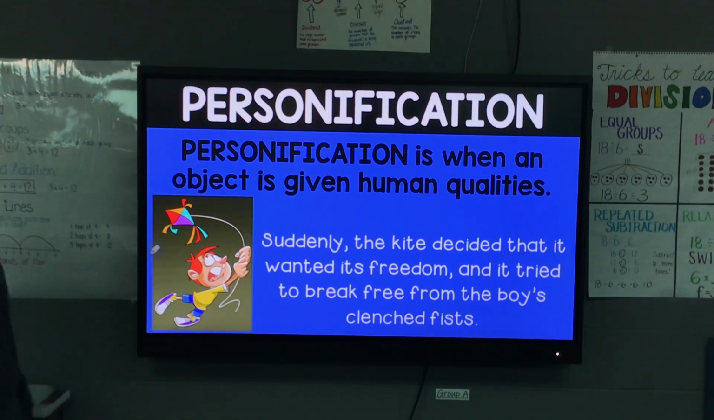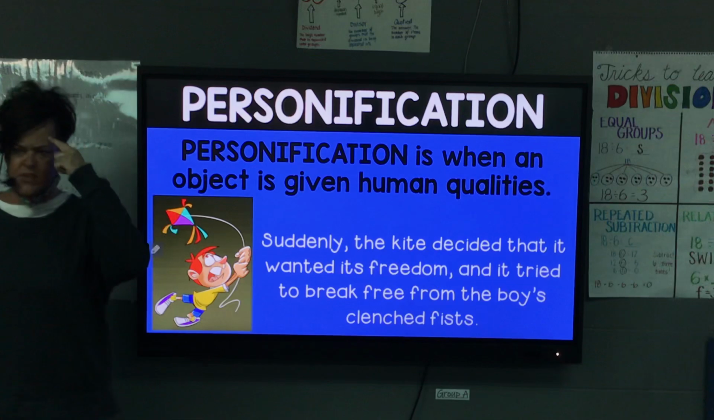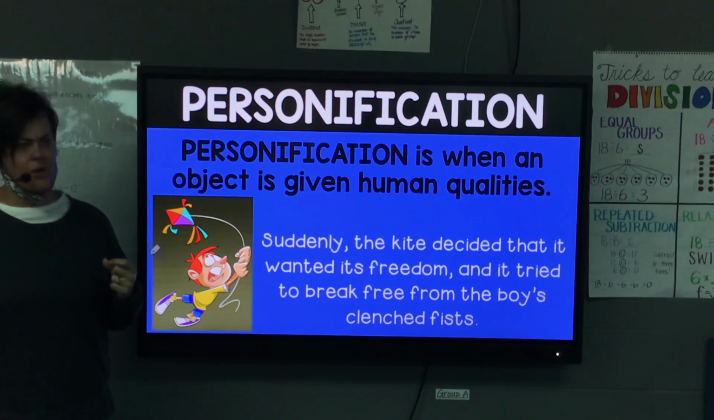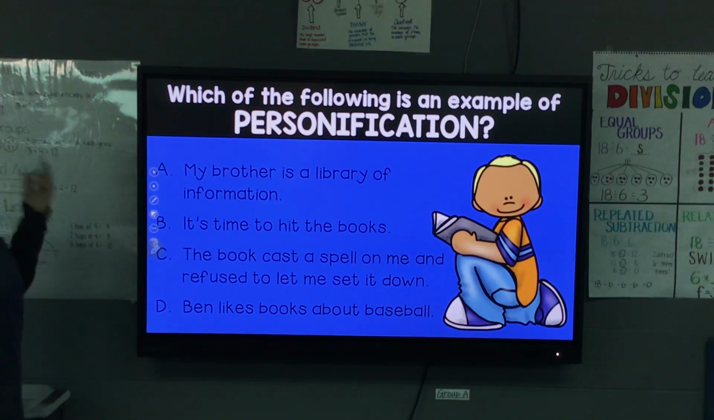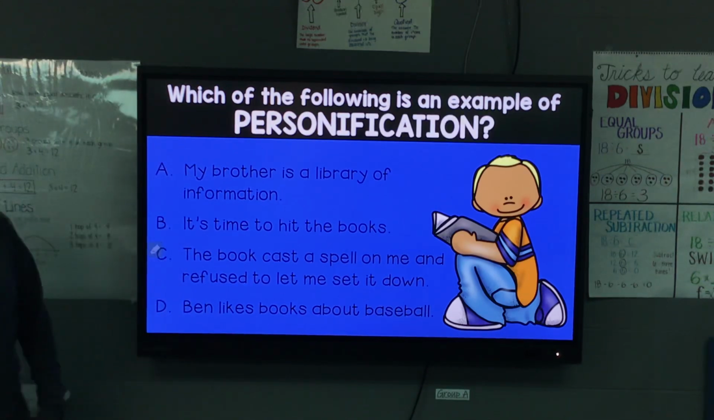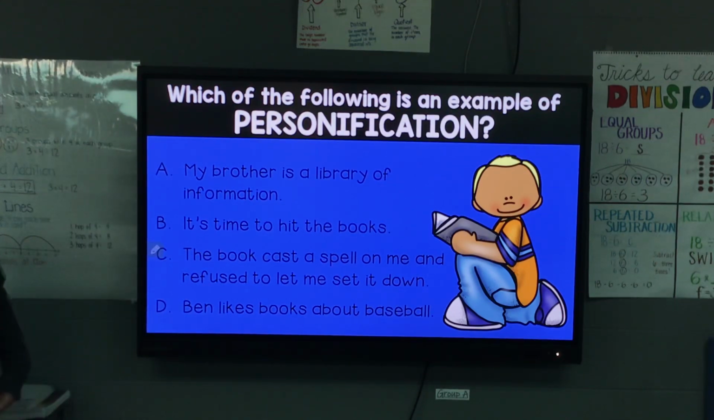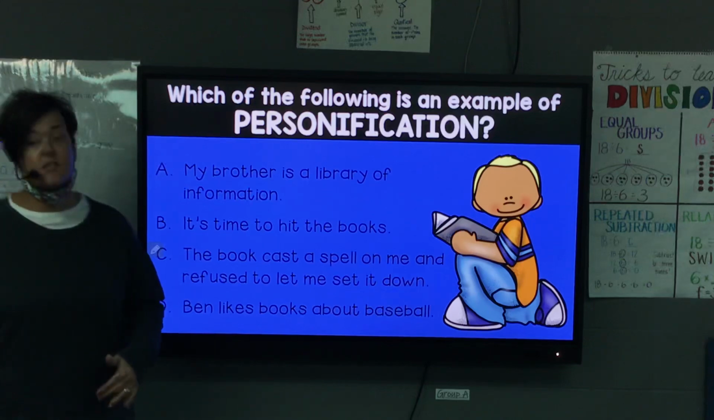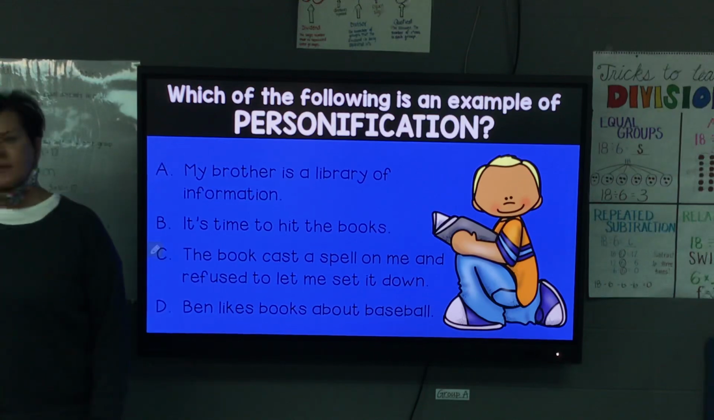Suddenly, the kite decided that it wanted its freedom, and it tried to break free from the boy's clenched fists. Does a kite make those decisions on its own? No, not at all. Let's take a look at some examples. My brother is a library of information. It's time to hit the books. The book cast a spell on me and refused to let me set it down. Ben likes books about baseball.